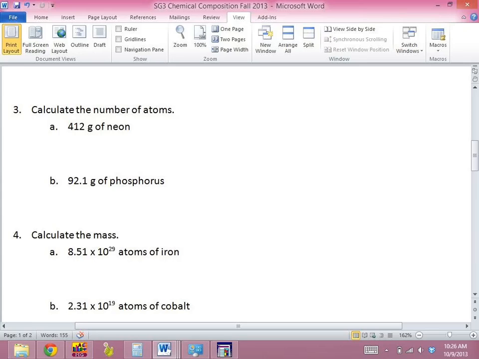Okay, so number 3, calculate the number of atoms. And here you're given a mass. Okay, so we got 412 grams of neon. So this is going to require a little more thinking. We're starting with grams, and we want to end up with atoms. Do we know the relationship between grams and atoms for neon?